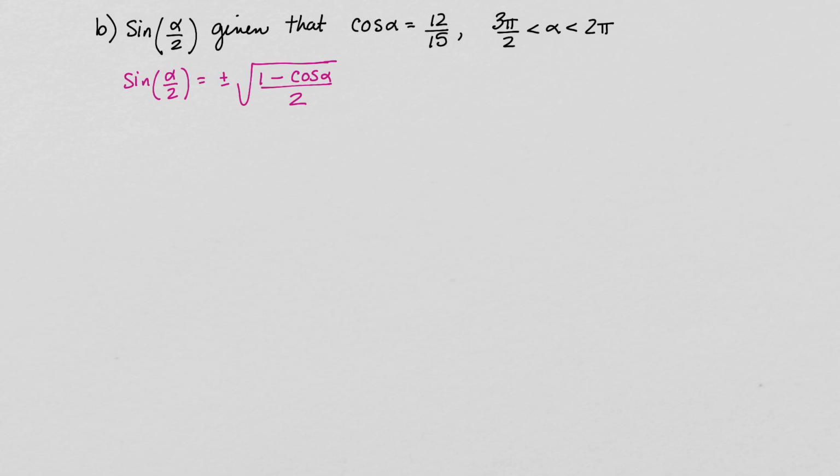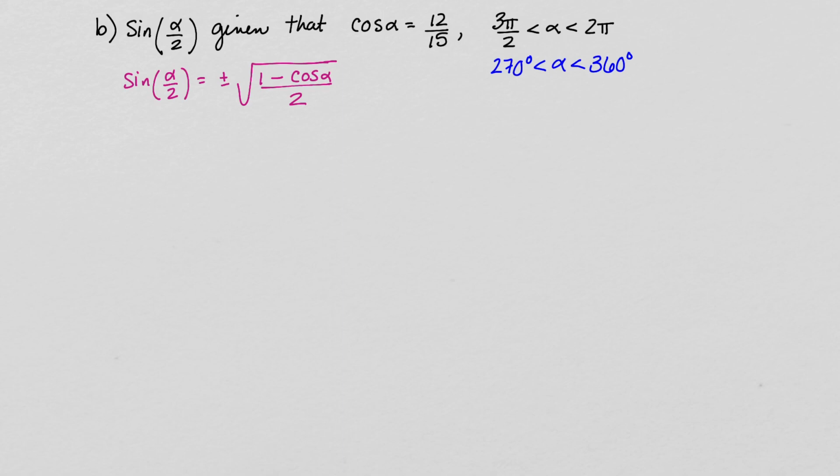Okay, so the first thing we have to do is figure out what quadrant alpha over 2 is in, right? I know that alpha is between 3 pi over 2 and 2 pi. And again, sometimes this is a little easier to do if you think of it in terms of degrees. So remember, 3 pi over 2 is 270 degrees. So we're saying that alpha is between 270 and 360 degrees, which is 2 pi. So that's where alpha is.